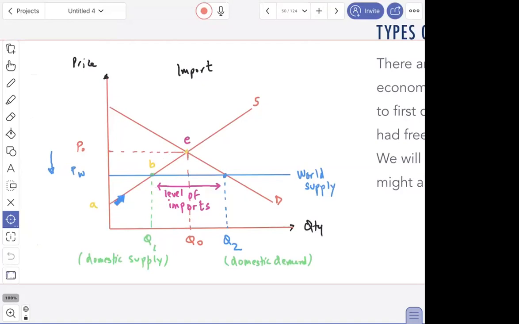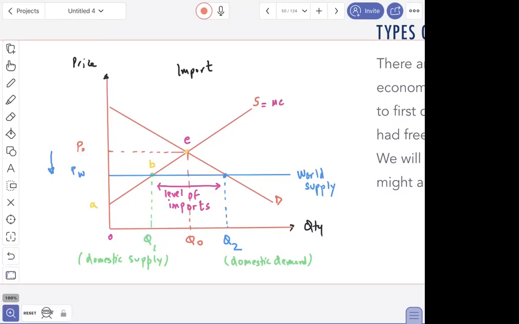Remember, the supply curve is also your marginal cost curve, or the cost of making one extra unit, right? So every producer between 0 to Q1 are those domestic producers who are able to meet PW price. So they will be able to sell at PW price. And then this Q2 minus Q1 will be the level of imports.